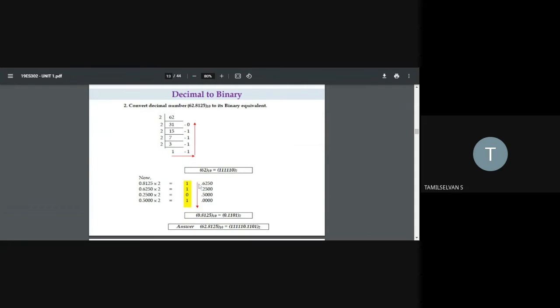Next we can take this 0.6250 to the next step. That value can be multiplied and we get the final result as 1.2500. Okay, so the same methodology has to be followed until the zero arrives, or else we can stop after 2 or 3 steps. If the zero does not arrive, we can stop this conversion within the 3rd or 4th step maximum.